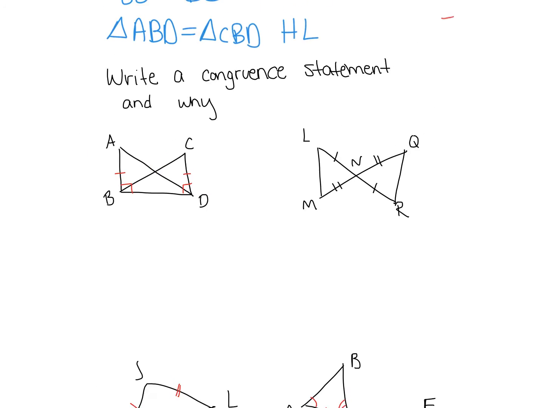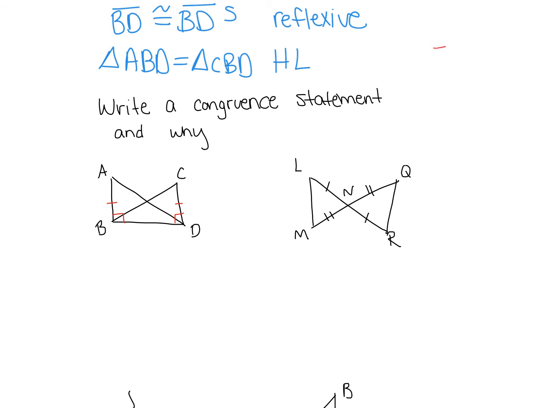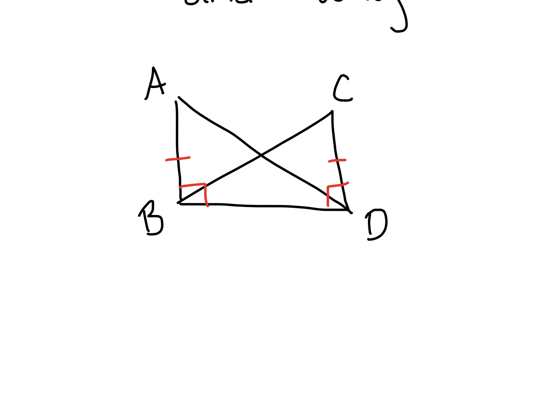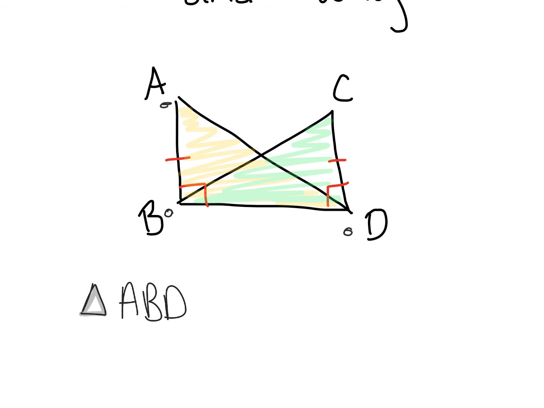The next type of problem I want to look at is writing a congruent statement and why. Okay? So I want to show that the two triangles are congruent. So in this picture I have my yellow triangle, and then I have a green triangle. For my yellow triangle, it was triangle ABD. So I went top, bottom, and then I went to the right. And then I went over.